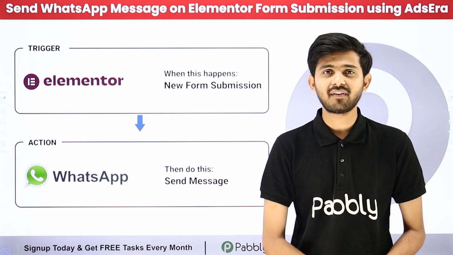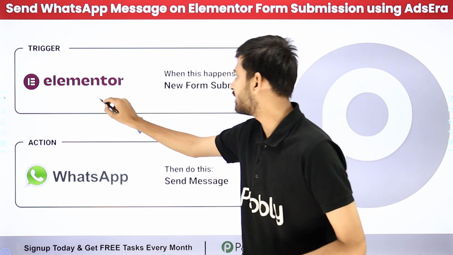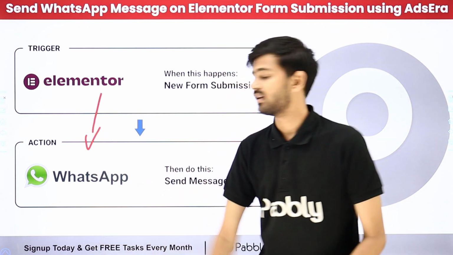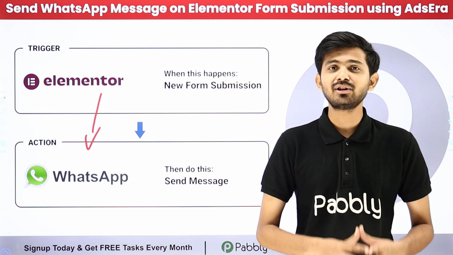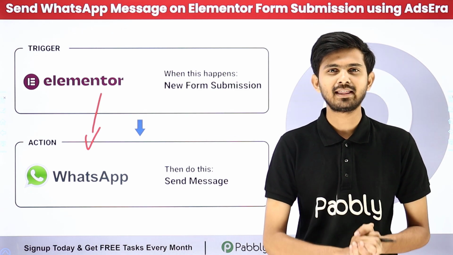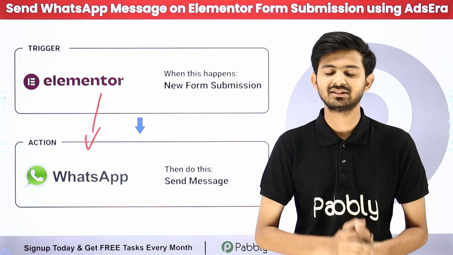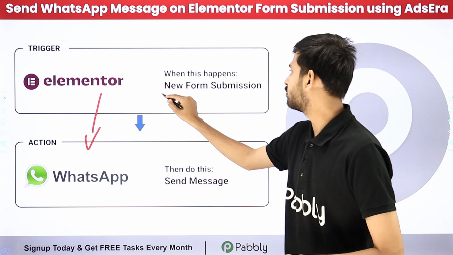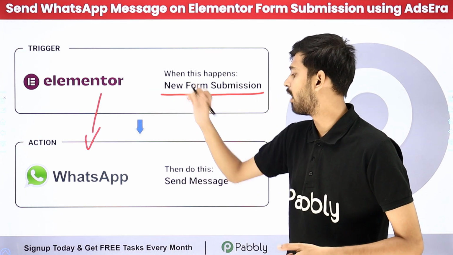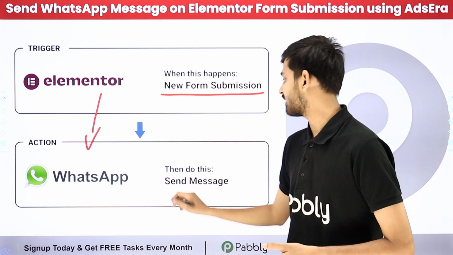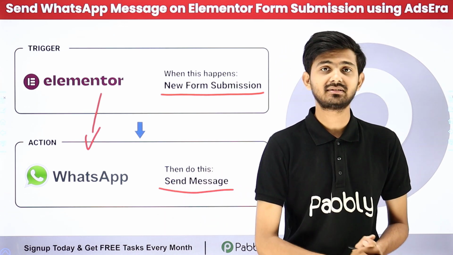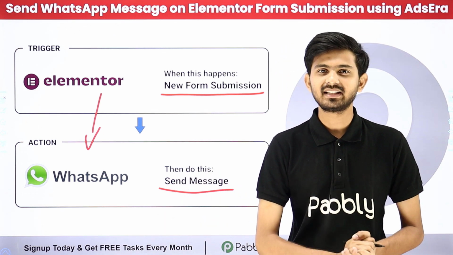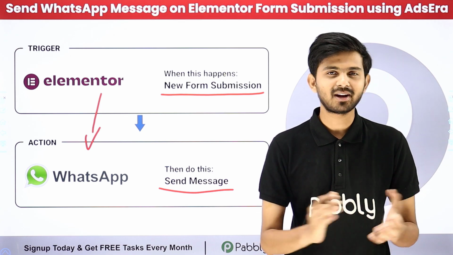And for my objective, I have to build a connection between Elementor and AdsEra. So for building this connection, I'm going to use Pabbly Connect, which is an amazing software for automation and integration. Now with Pabbly Connect, as I receive a new form submission from Elementor form, then automatically I'm going to send a message on WhatsApp by using AdsEra. So how am I going to build this connection? For that, let me take you to my computer screen.